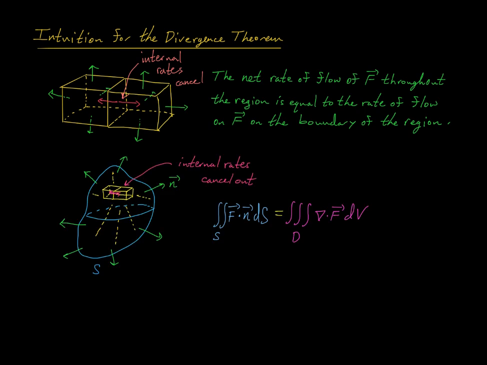Now if I have a more general solid, the idea is just to fill out that solid with a bunch of these little boxes. By the same argument, all of these internal rates of flow are going to cancel out, and the net rate of flow we'll find is just going to occur out here on the boundary. That's exactly what the divergence theorem says. It says that the net rate of flow, which is what this triple integral is measuring, is equal to the rate of flow across the boundary.